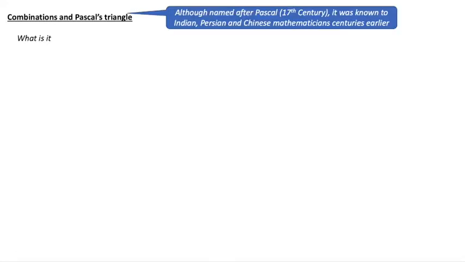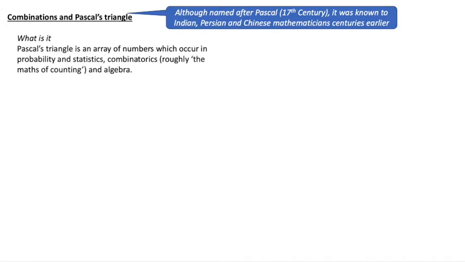Now we're going to look at combinations and Pascal's triangle. So what is Pascal's triangle? Well, just first to mention, although it has been named after Pascal, who was working in the 17th century, it was known to Indian, Persian and Chinese mathematicians and others centuries earlier, as well as in fact some Europeans leading up to when Pascal was working, but he's the one whose name has got affixed to it in Western culture at least.